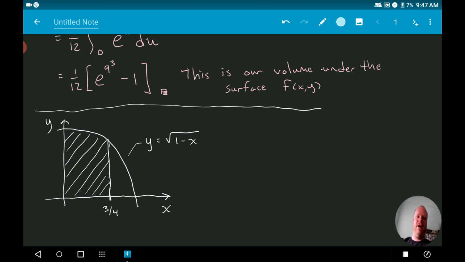So if I want to kind of draw around in here, the easiest way to represent this is to say that y is in between 0 and square root of 1 minus x, and that x is in between 0 and 3/4.